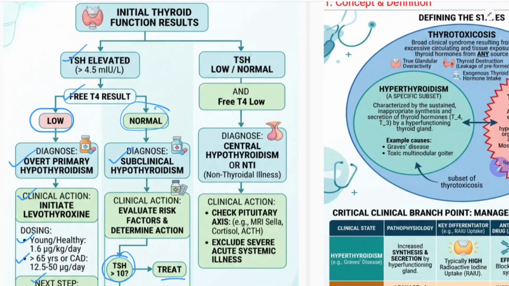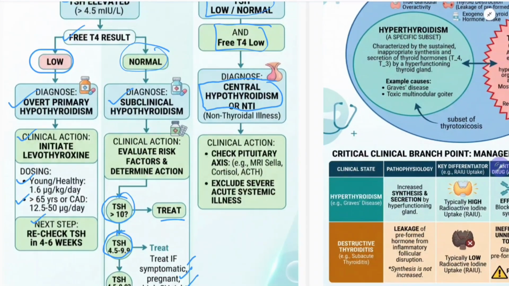Now the other situation: TSH is low or normal and FT4 is low. So it is either central hypothyroidism or non-thyroidal illness, sick euthyroid syndrome. Clinical action: check the pituitary axis, MRI sella turcica, AM cortisol, ACTH. Exclude severe acute systemic illness. And one thing to remember: never give LT4 directly in patients with central hypothyroidism before checking AM cortisol. Always confirm adrenal insufficiency, then you can treat along with levothyroxine.